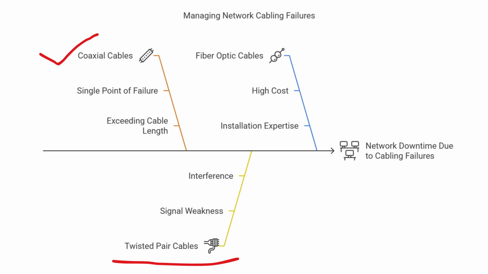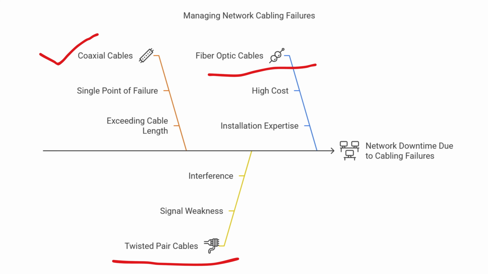Twisted pair cables. Twisted pair cables come in two common types, Cat3 and Cat5. The main difference is how tightly the copper wires are wound. Tighter twists reduce interference and improve performance. And the biggest issue is the cable length. If you exceed the maximum supported length, the signal weakens, causing connectivity issues. The solution is to use high-quality cabling, ensure proper installation, and avoid exceeding distance limits.